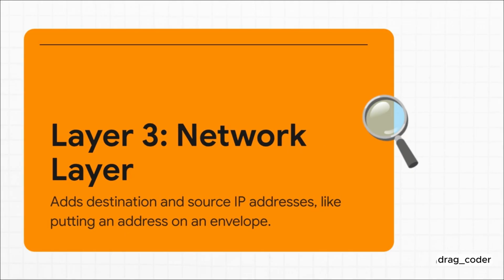So, the network layer. This is basically the internet's postal service. This is where your data gets its address. The source and the destination IP addresses get stamped right on. This layer is responsible for all the routing, for figuring out the absolute best path for your data to take across this huge, complex web of networks.